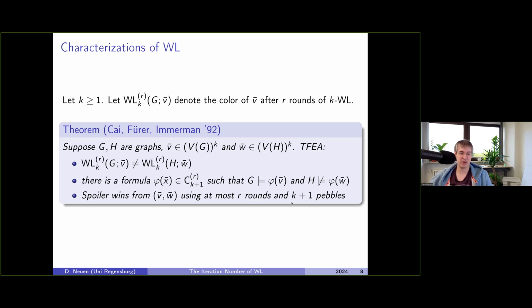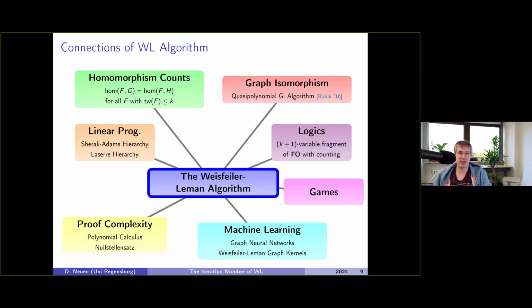So the color refinement algorithm that we have seen in the beginning corresponds to 1-WL. Okay, so this is just something to keep in mind, that there is this off-by-1 with the dimension or the pebble number or variable number. Okay, so with this, now why this is interesting.